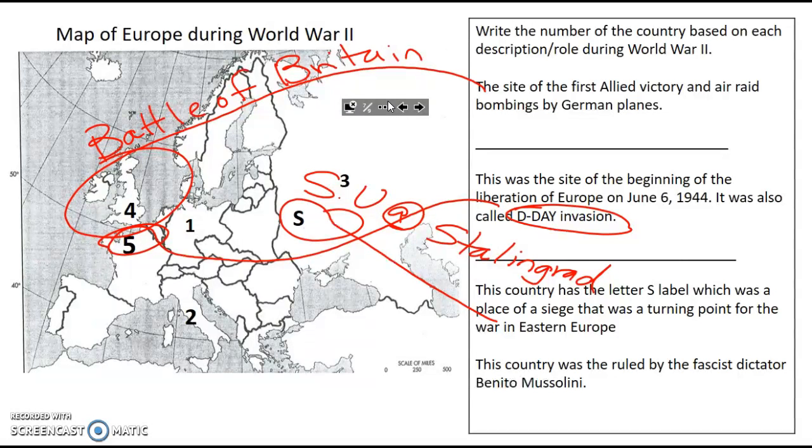Last one says this country was, no, there's a typo here, I'm scratching out a word. This country was ruled by the fascist dictator Benito Mussolini, and that's right here, number 2, and that's Italy. And Mussolini was actually assassinated at the end of the war and they hung him upside down in the Milan Square. So these dictators didn't survive after the war.